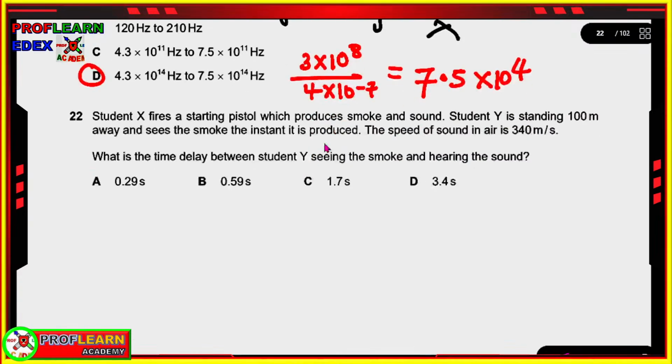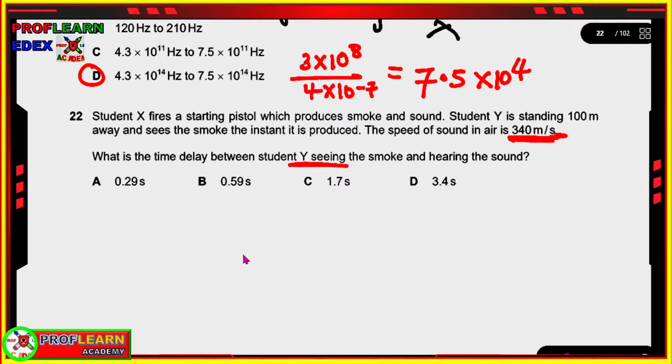Student X fires a starting pistol which produces smoke and sound. Student Y standing 100 meters away sees the smoke instantly produced. The speed of sound in air is approximately this. So what is the delay between seeing the smoke and hearing the sound? So that is going to be what in question number 22.